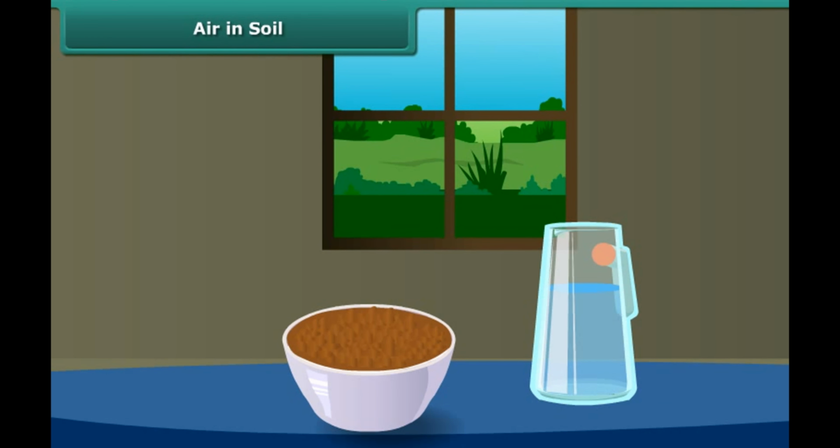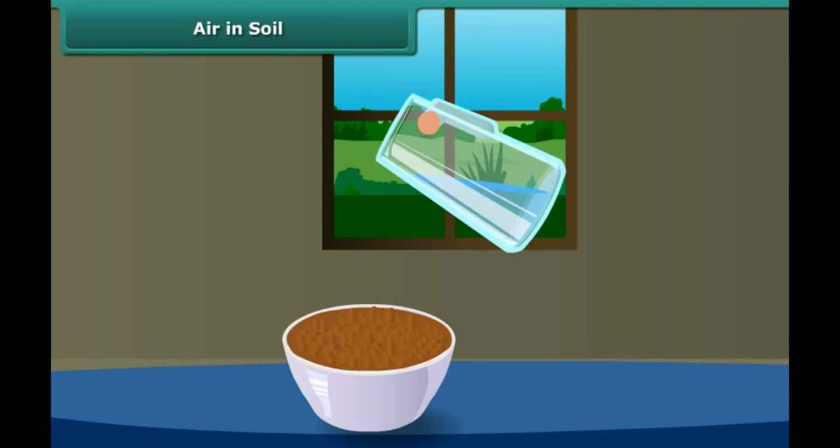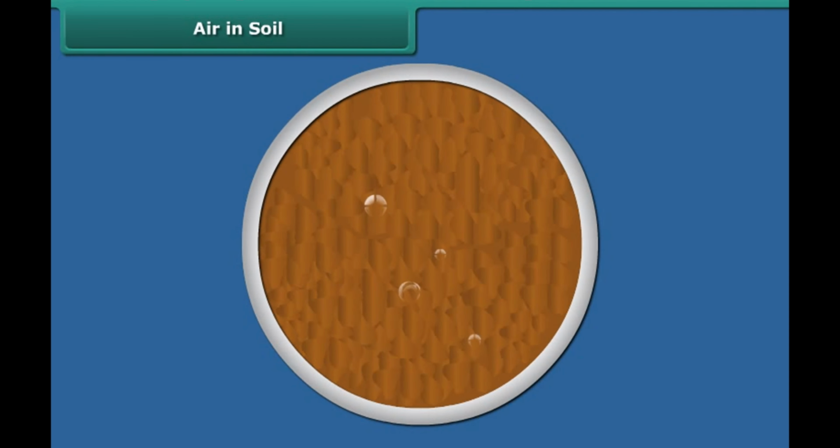How do the organisms living in soil get oxygen? To know this, take some soil in a bowl and pour some water on it. What do you see? You can see that air bubbles are coming out of the soil.